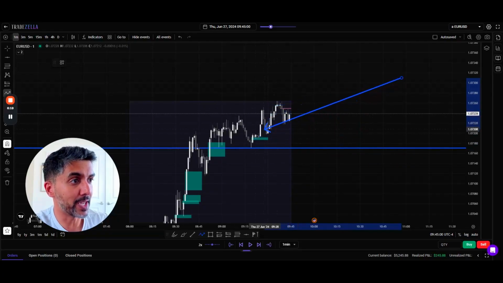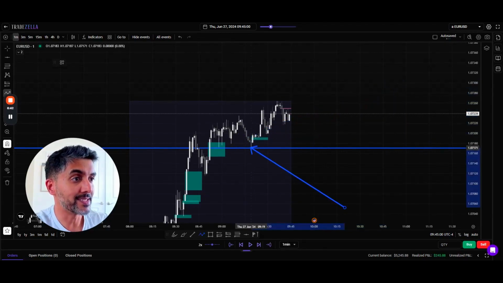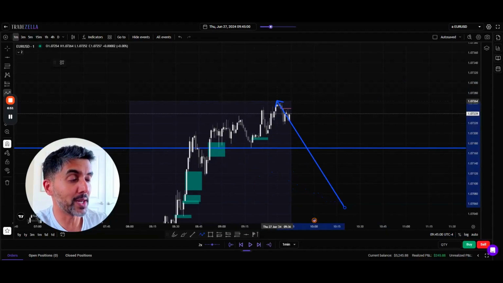Notice the fair value gaps that were created that price since tapped into to further move to higher prices. I identify this as my level versus this point here because this is a level that's been tested multiple times. We can clearly see that this level was tested once, twice, 3 times, and up to 4 times before buyers were able to defend and move price higher.